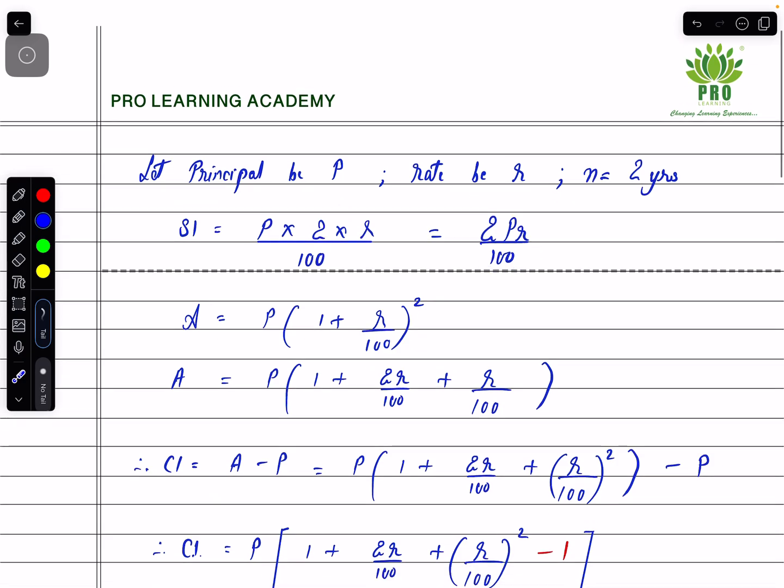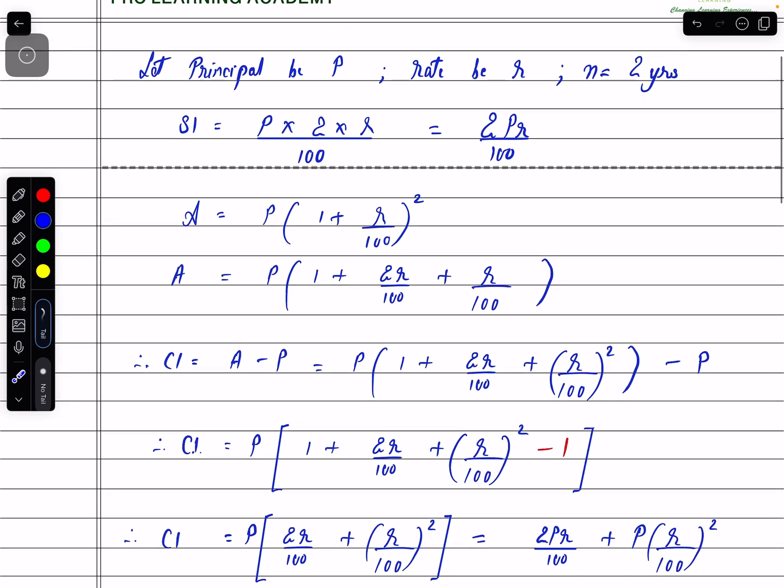Now for the same period, we are looking at the amount when it is compounded yearly. So amount is P(1 plus R over 100) the whole power 2. So the period here is taken as 2, which is 2 years. So now we want to expand this using the identity (A plus B) the whole square. So we know it is A square plus 2AB plus B square.